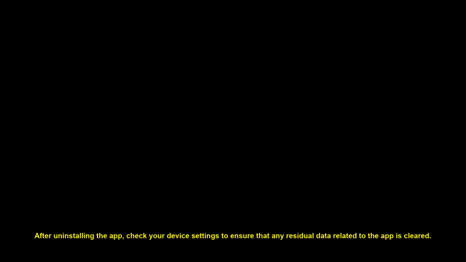After uninstalling the app, check your device settings to ensure that any residual data related to the app is cleared. For iOS devices, go to Settings, tap on General, then select iPhone Storage. Find the Schwab app in the list and confirm. On Android devices, go to Settings, then choose Apps. Scroll through the list to locate the Schwab app and ensure it's gone. With these steps completed, you have successfully uninstalled the Schwab app and removed any saved bank details.